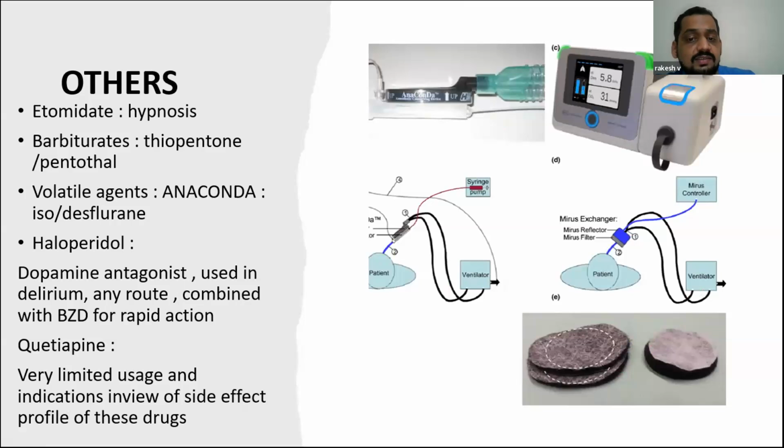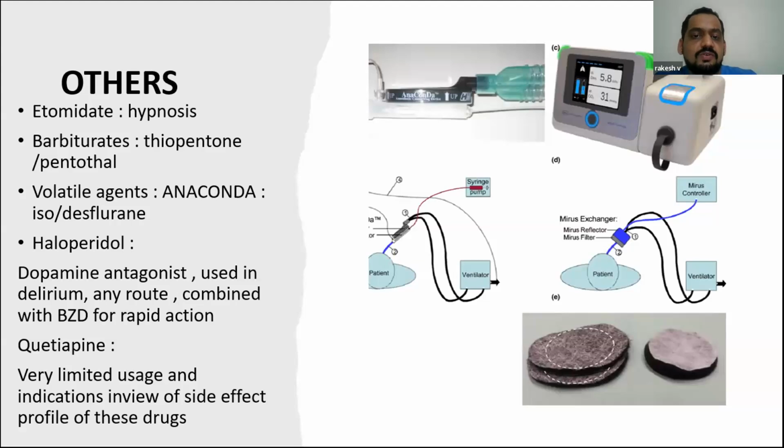You have volatile agents, the new generation drugs that are coming in, by using an Anaconda device. It was displayed here. It's a simple device wherein you can give an infusion of your isoflurane or desflurane to the red line, which was shown here. That infusion is converted into vaporized form, which can be delivered directly into the lung. So it's a drug with a less side effect profile wherein you are giving only through inhalational mode. So the Anaconda device can be tried.